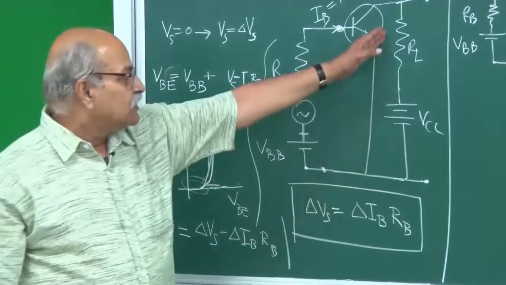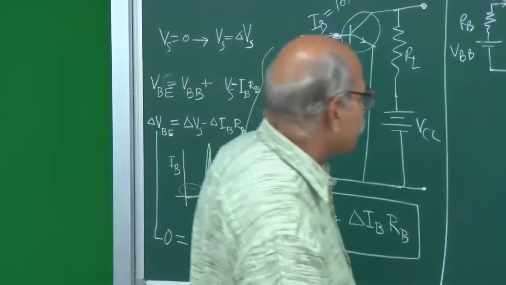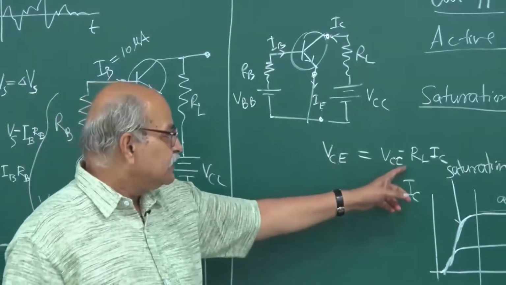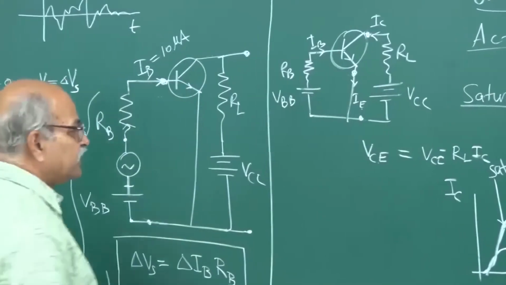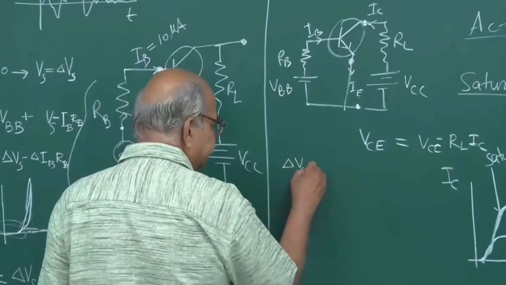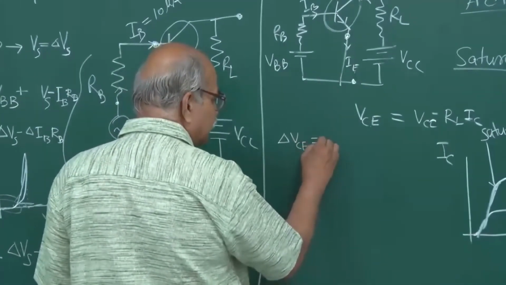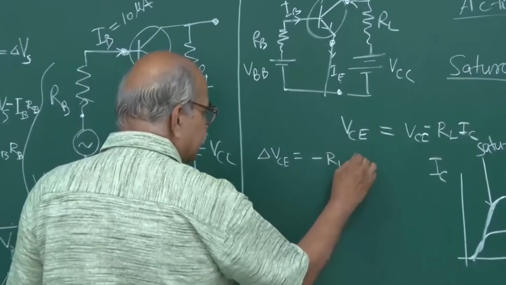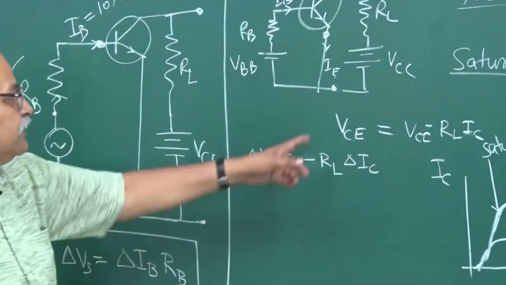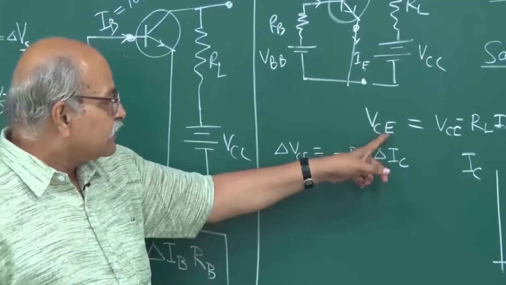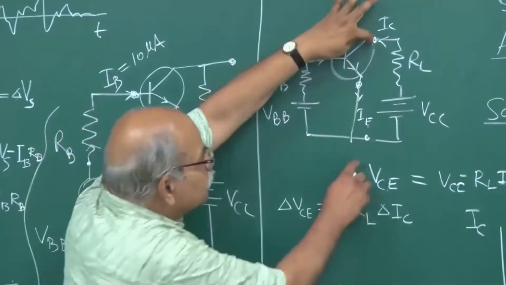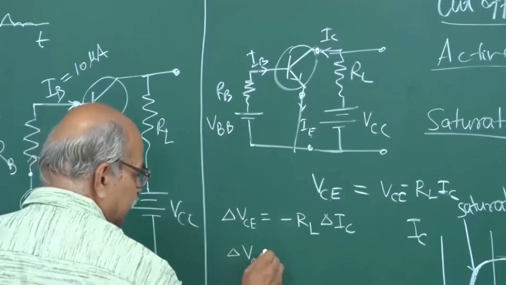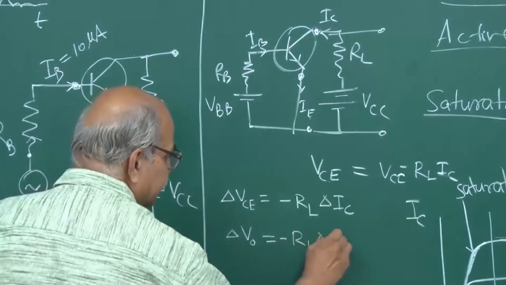Now let us look at what happens on the output side. For this we already have this equation, VCE is VCC minus RL IC. So if I write delta VCE, and remember VCE is your output voltage, it is delta VCC, which is 0, and then minus RL, which will remain there, and delta IC. VCE is the voltage between collector and emitter. Here is the collector and here is the emitter. This voltage is the output voltage. So VO or delta VO, the output voltage, is minus RL times delta IC.